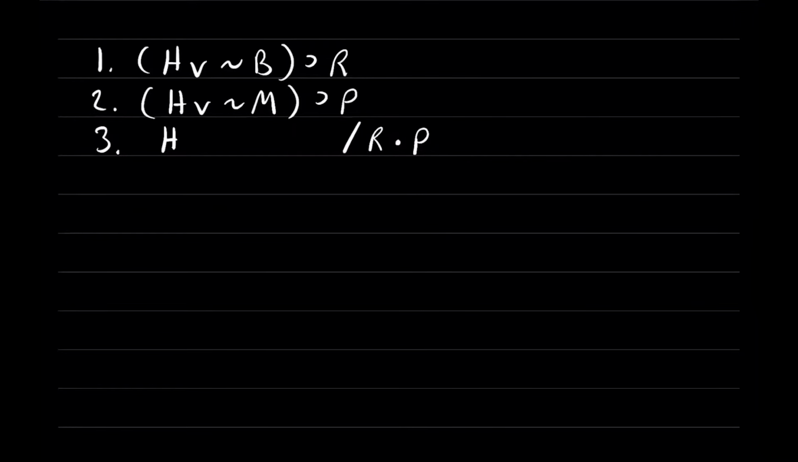Okay, so we're given 3 premises. The first is a conditional. Notice that the main operator is that horseshoe. The antecedent is H or not B. So if H or not B, then R is the case. Line 2 is another conditional. If H or not M, then P. We know H is true, and we're trying to get the conclusion now, R and P on their own line.